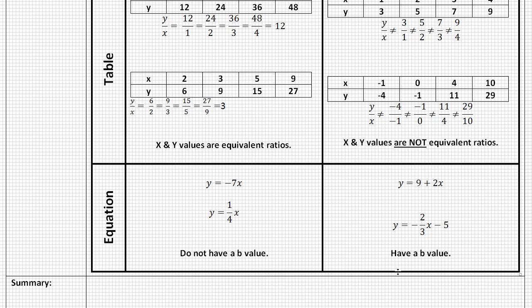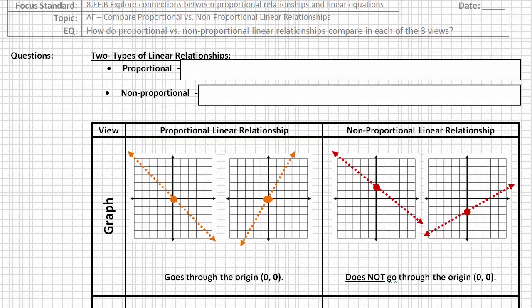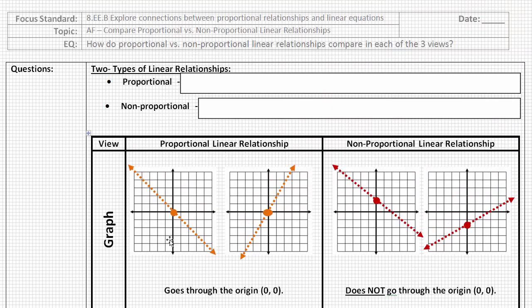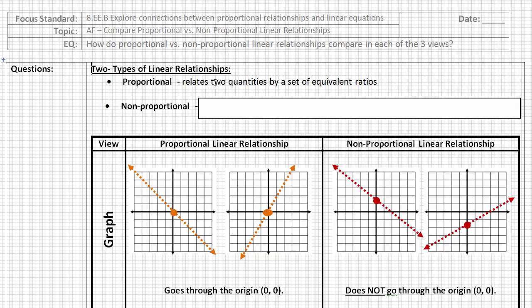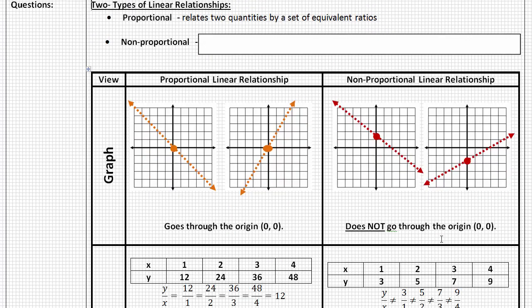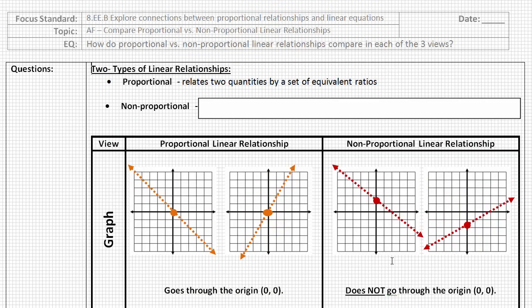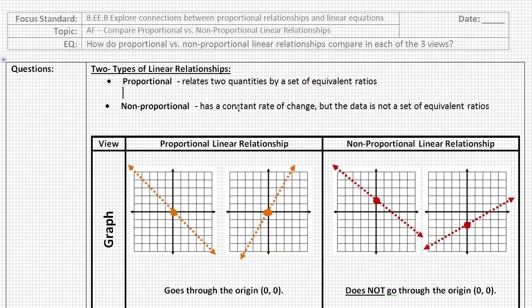So before we close out this video, let's make sure that we have the definitions. After seeing the examples in all three views, we can now define them. A proportional relationship is going to relate two quantities, our x and our y, by a set of equivalent ratios. That was the main form that we used with our tables. So if we can create a set of data of equivalent ratios with the x and y values, the relationship is proportional. A non-proportional relationship has a constant rate of change, the m value, which makes it linear, but the data is not a set of equivalent ratios.